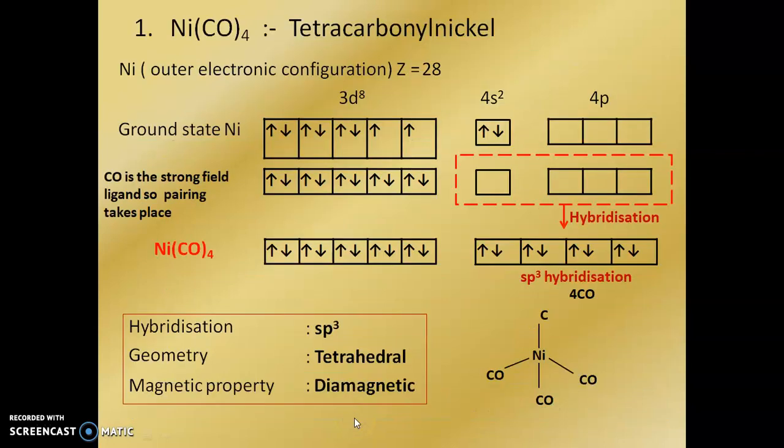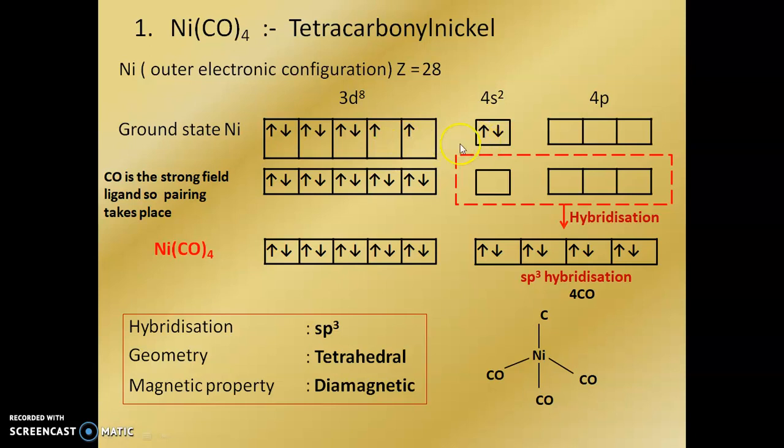Next, we see examples regarding VBT. First we see Ni(CO)4, which is tetracarbonylnickel. In Ni(CO)4, the outer electronic configuration of nickel (atomic number 28) is 3d8 4s2. Pairing takes place because CO is a strong field ligand.